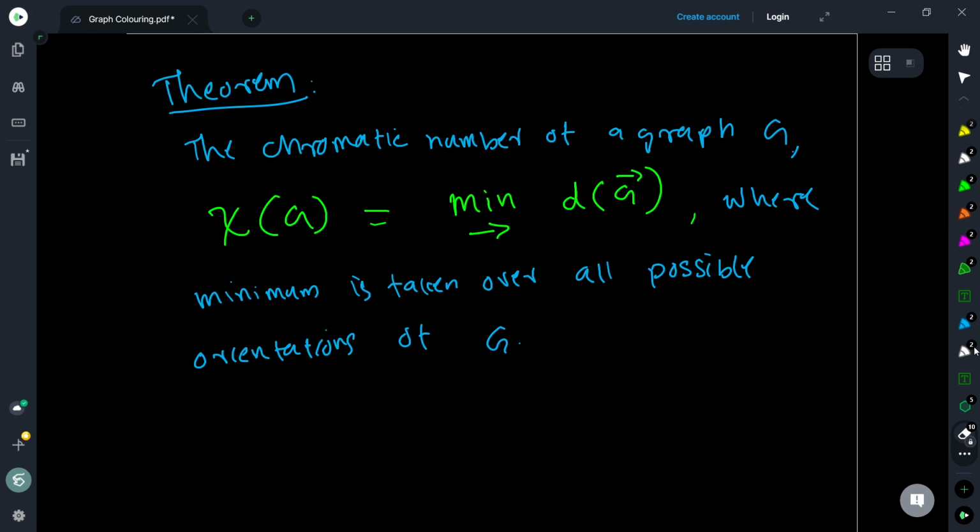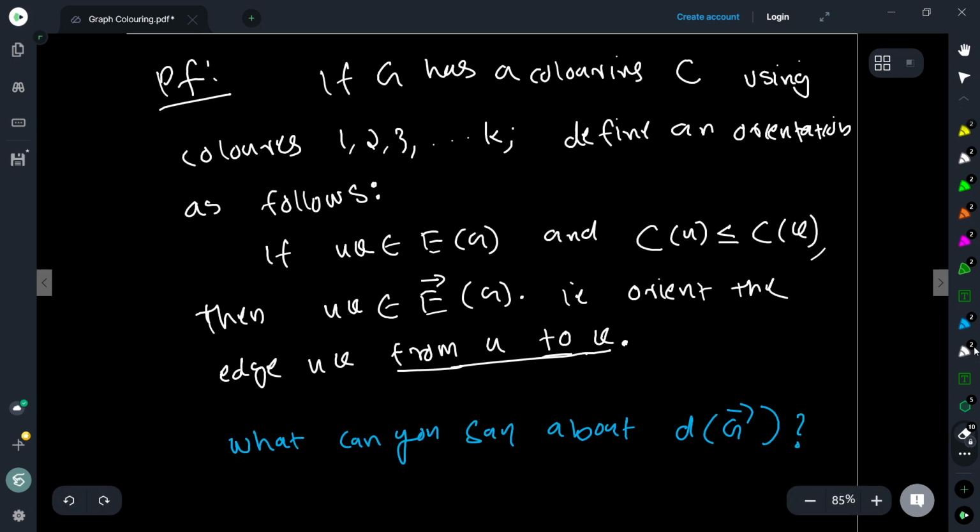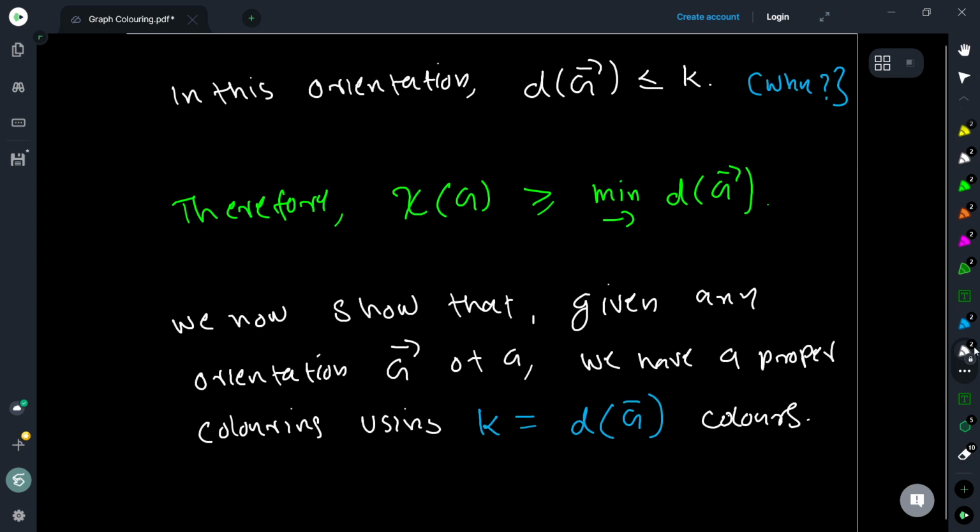Okay, now we want to show this. If you have a coloring using the colors 1 to k, define the orientation as follows. If UV is an edge in G, and the color of U is less than or equal to the color of V, then I add UV to the arc set and orient the edge from U to V. So what can you say about D of this orientation? In this orientation, D of G bar is less than or equal to K, because as we mentioned, we cannot have more than K minus 1 arcs in a directed path. Therefore, the chromatic number is greater than or equal to the minimum over all orientations of D of G orientation.